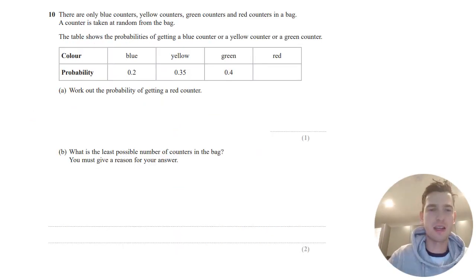Okay, question 10. There are only blue counters, yellow counters, green counters, and red counters in a bag. A counter is taken at random. The table shows the probabilities of getting the counters. Part A, work out the probability of getting a red counter.